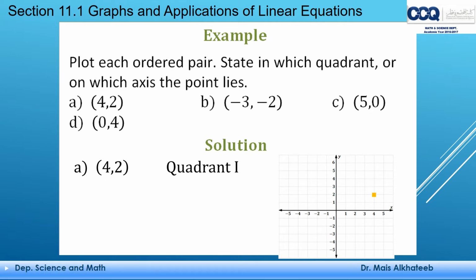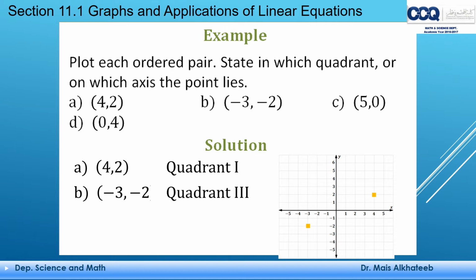Now I have to plot, meaning draw or locate, the point (minus 3, minus 2). This point lies in quadrant 3, where x equals minus 3 and y equals minus 2.